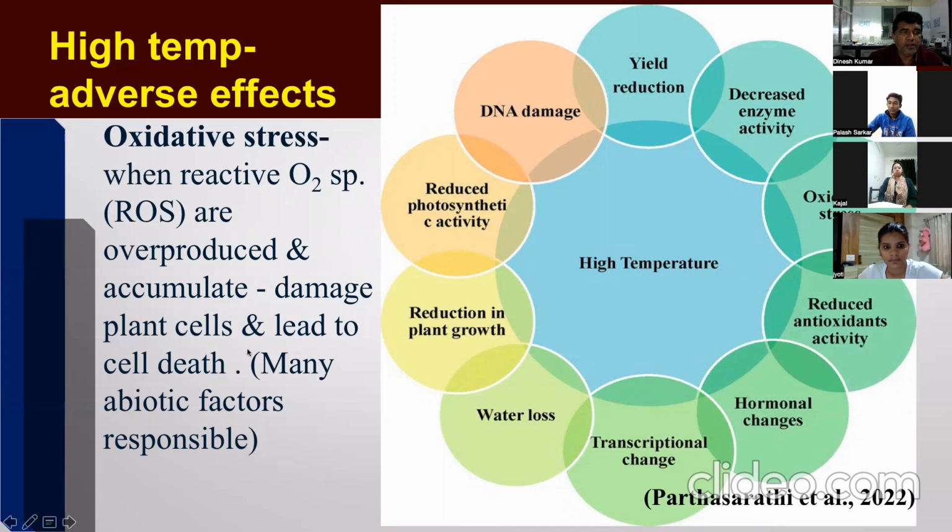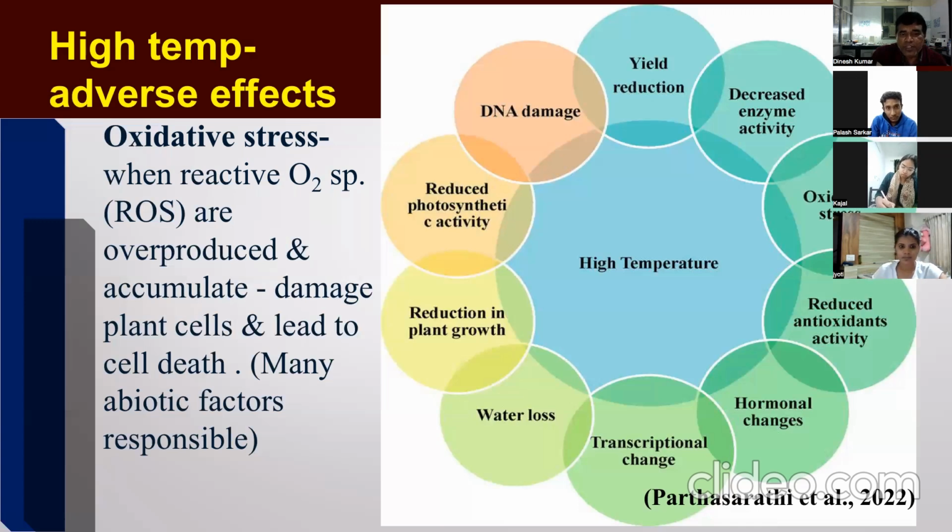So you can see it can give us oxidative stress. You need to understand what oxidative stress is. It occurs when reactive oxygen species, ROS, are overproduced. Under high temperature conditions, this ROS is overproduced and gets accumulated, and it damages the plant cells.